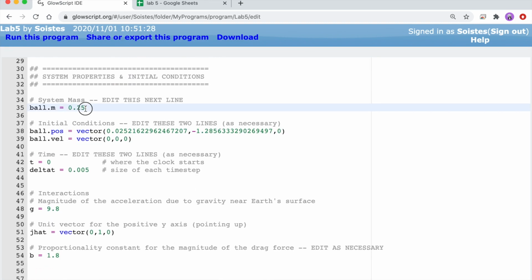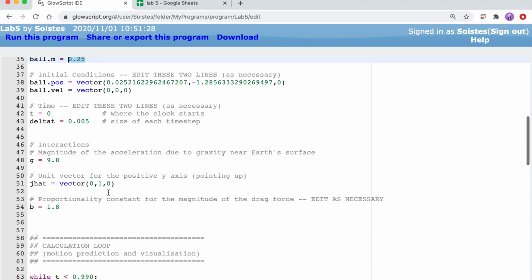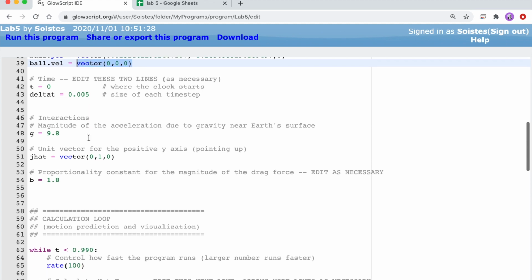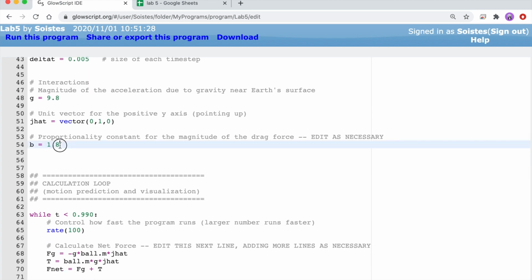The mass of the ball is 0.25 kilogram. I got that data from the internet. And the initial position, I got that from the first line of the tracker data. The initial velocity is 0. And I experimented with this b constant to make the experiment line and the data line and the model line match at the end.